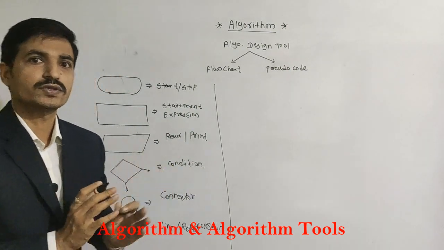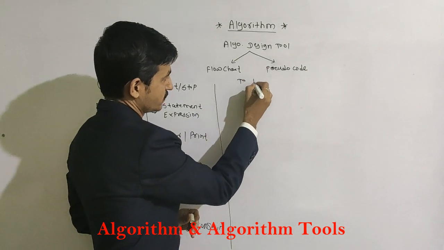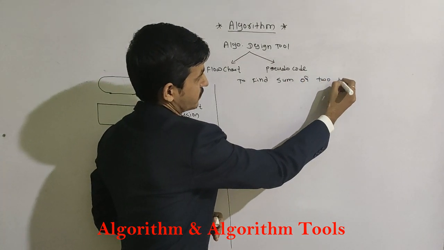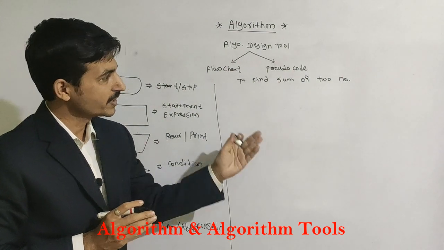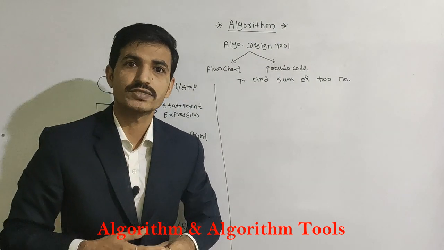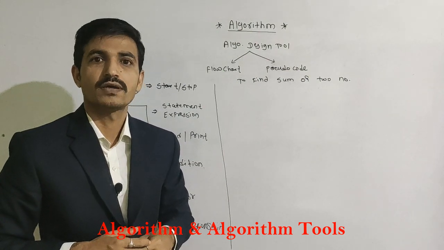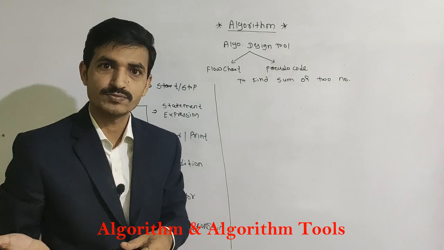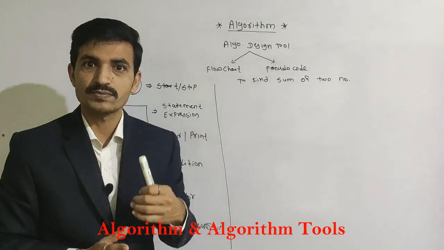Now we'll see one example and draw the flowchart with the help of the symbols. Suppose I want to find the sum of two numbers. First we'll write the algorithm and then convert that algorithm into a flowchart. The algorithmic steps are: start is the first step. Second, I have to read two numbers, say A and B. Then I perform the addition of those numbers using a variable, let's say sum. Sum is equal to A plus B, and then finally I display the sum in the next step, and then stop. So these are the algorithmic steps.